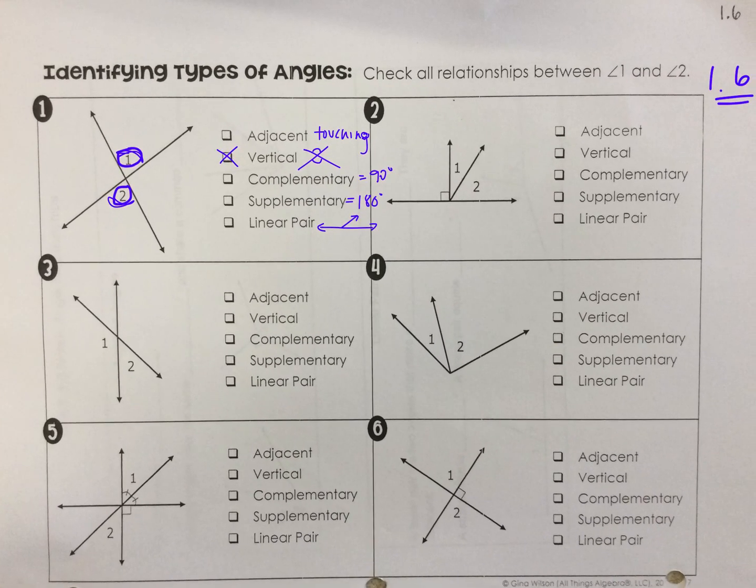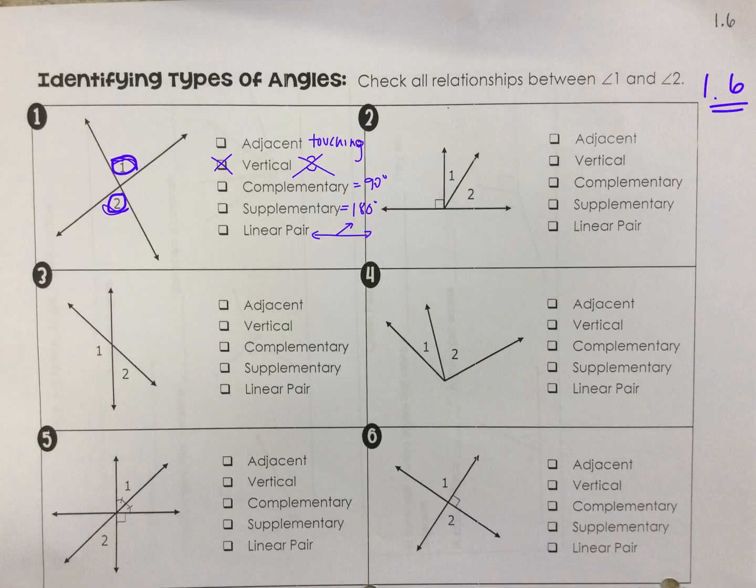Some of these are going to have more than one answer. So in number 2, you should check 2 boxes. In number 3, you should check 3 boxes. In number 4, you should check 1 box. Number 5, you'll check 2 boxes. Number 6, you'll check 2 boxes.